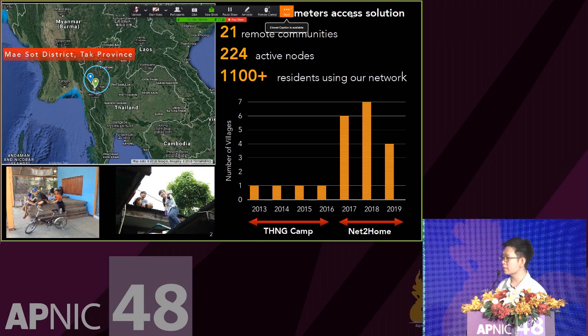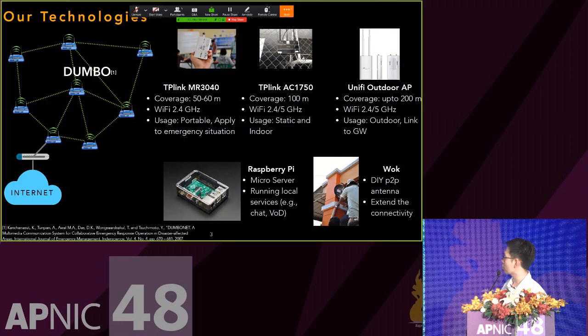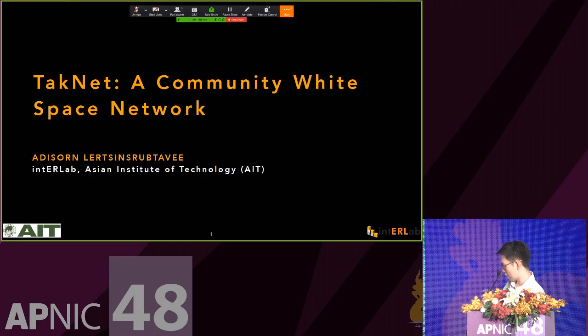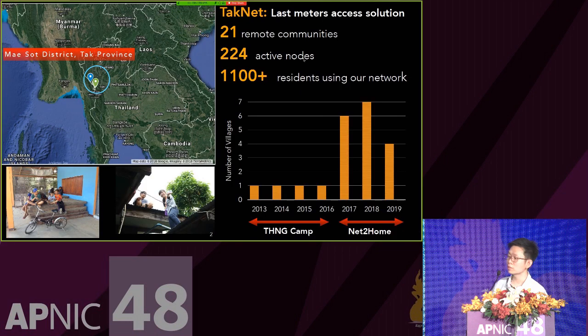The camp is organized just once a year, and the number of villages we can explore is about one village per year. Later on, in 2017, the project was quite successful, so we decided to make it more sustainable and spun the project out into a social enterprise company called Net to Home. Since then, we try to engage with local people. We train local engineers to help us with monitoring and deployment.